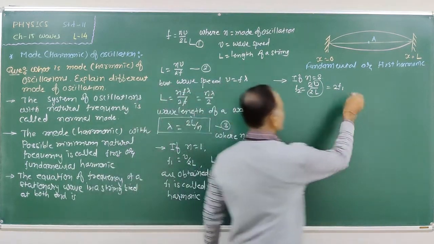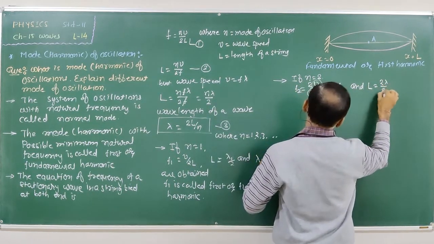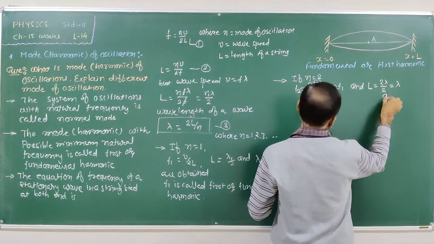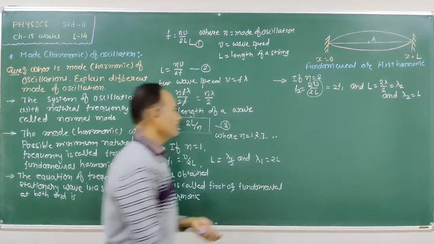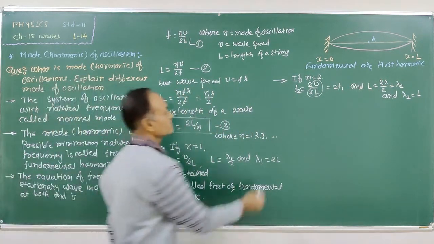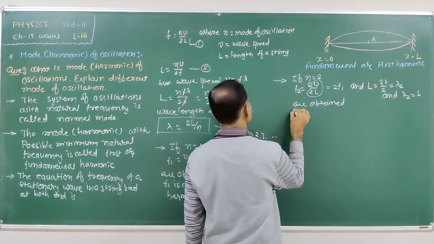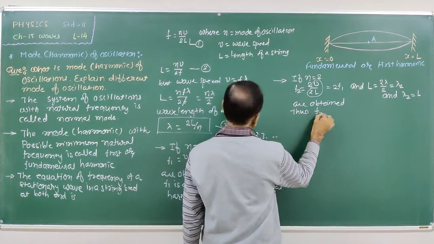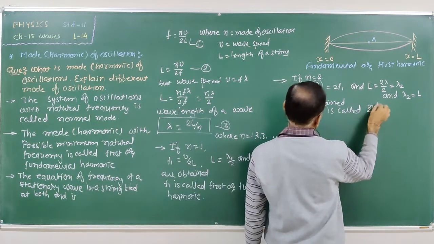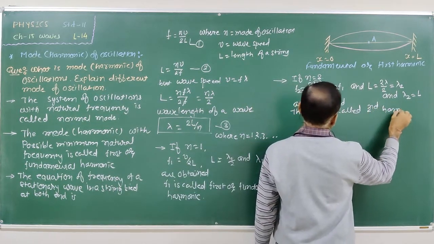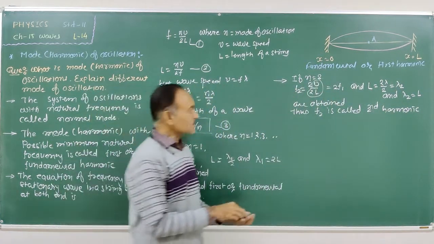And also, L is equal to 2 lambda upon 2, that means lambda 2 is equal to L. Thus, f2 is called the second harmonic or the second mode of oscillation. That is shown in the figure.